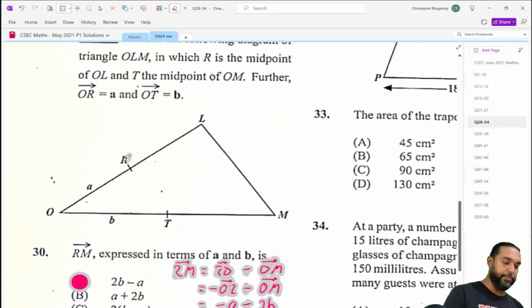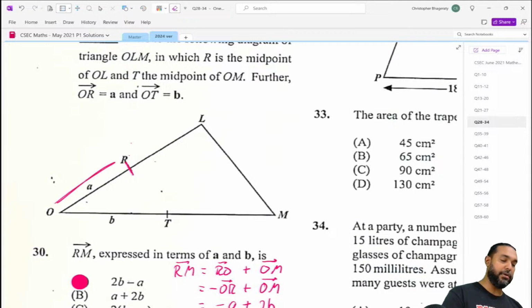Okay, R is the midpoint of that line. Being a midpoint means you cut the line into 2 equal halves. So OR and RL are 2 equal halves of the same line. Now the vector from O to R is A. And if OR and RL are 2 halves of the same line, it means they're also equal, which is the vector from R to L is also A.